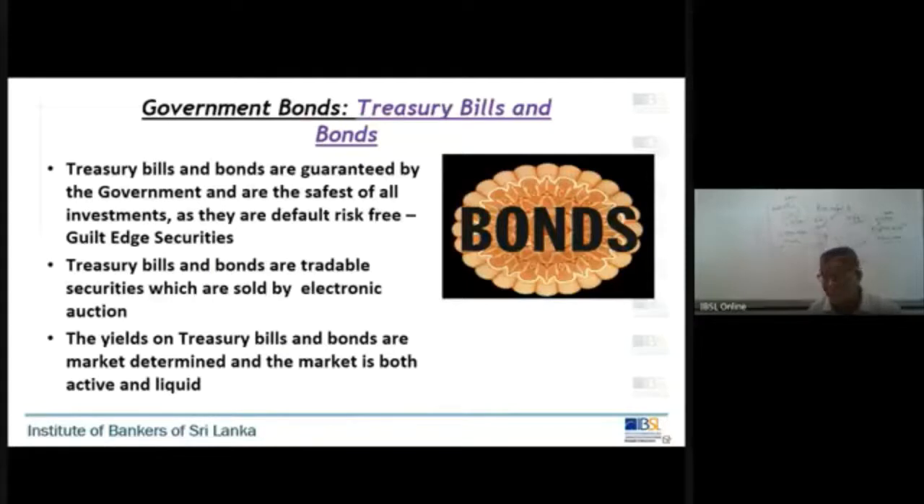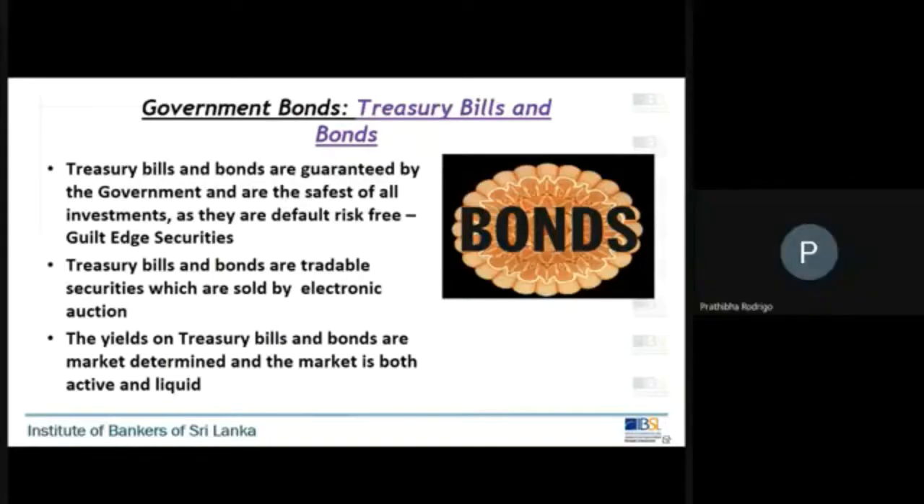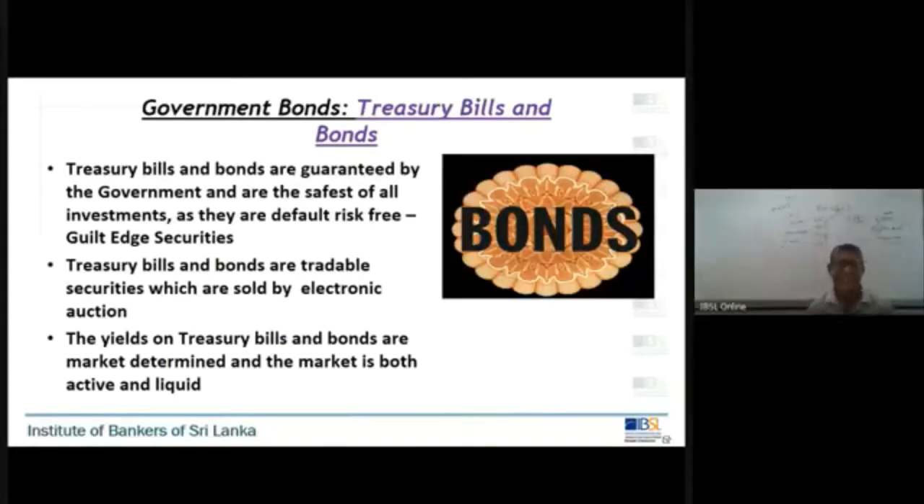There is a separate name for them. Not banks; there are some subsidiaries of the banks. Primary dealers. Primary dealers, right? Banks are among them, but there are private institutions also. We had 15 primary dealers in Sri Lanka.